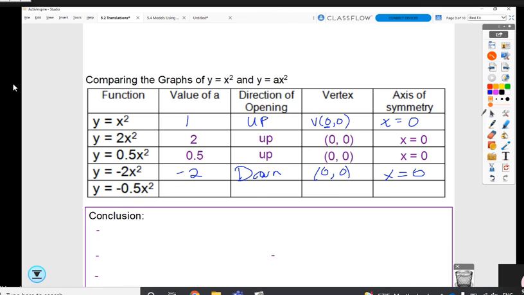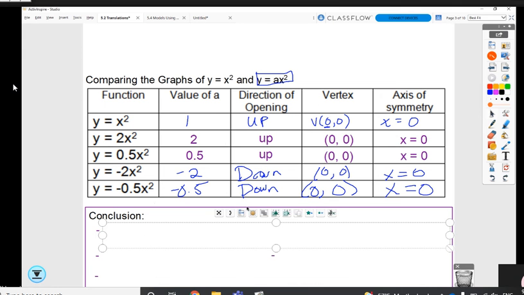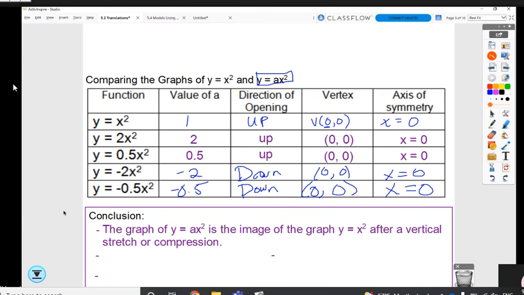And how about this last one here? Negative 0.5 is the a value. This one's for sure going to be opening down because you guys are pros. 0, 0, of course, because any quadratic in this form has a vertex of 0, 0. And the axis of symmetry is also x equals 0. Yeah? So what can we conclude about the a value?